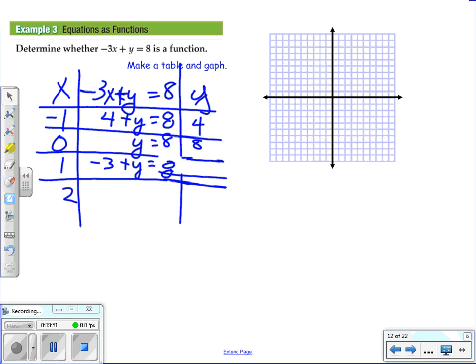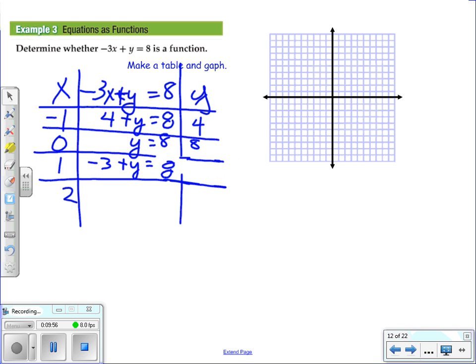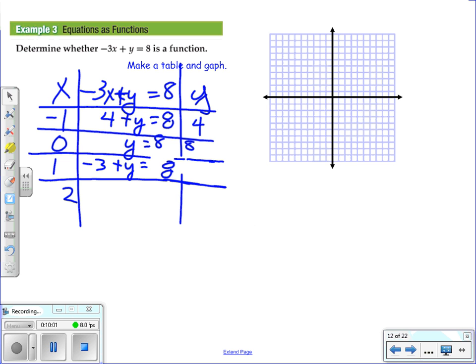And actually, what I did is I wrote down a negative 8 instead of a positive 8 right here in this solution. So when x is 1, 1 times negative 3 is negative 3, right? Plus y equals 8. Well, in that case, then, y will be 11. And finally, 2 times negative 3 will be negative 6 plus y equals 8. And then in that case, y would equal 14.